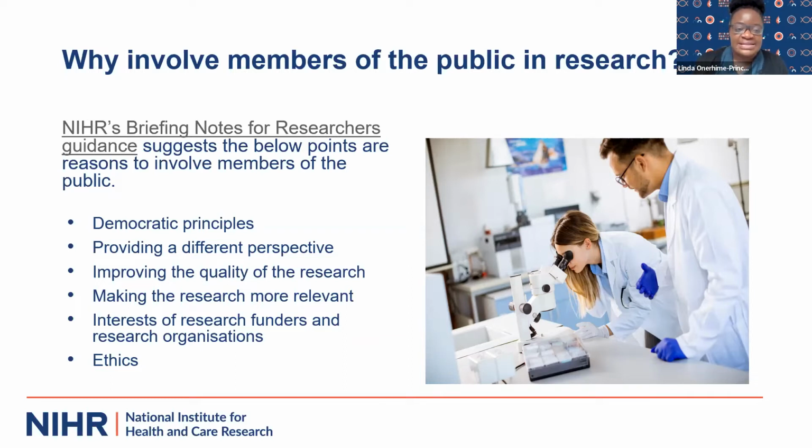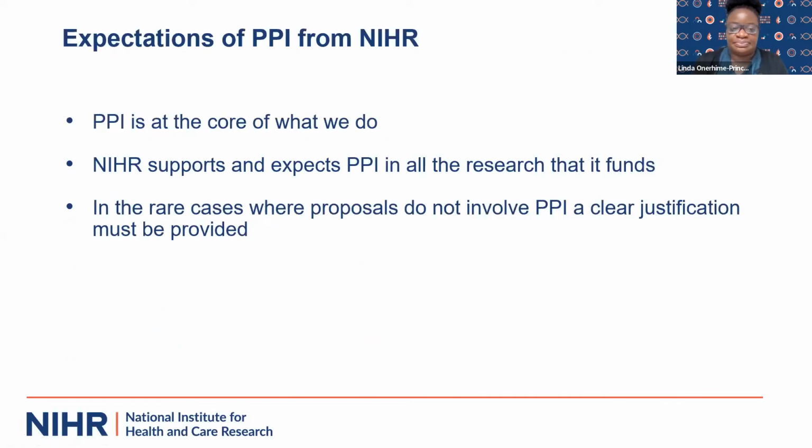And then the last is ethics. So the Research Ethics Service asks for PPI to be included in research if you apply for ethical approval. So these are all the important reasons why it's important to involve members of the public in research. Next slide, please.